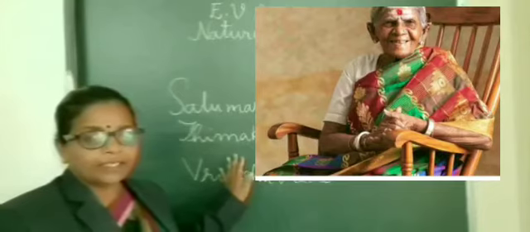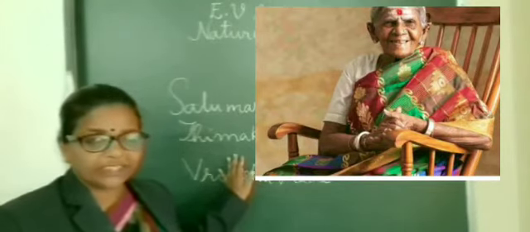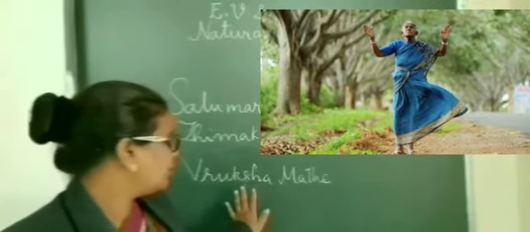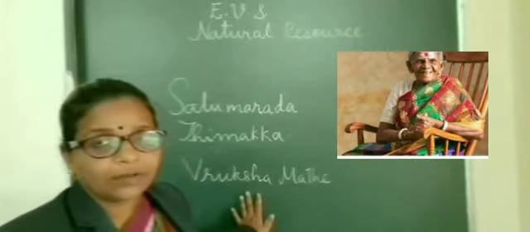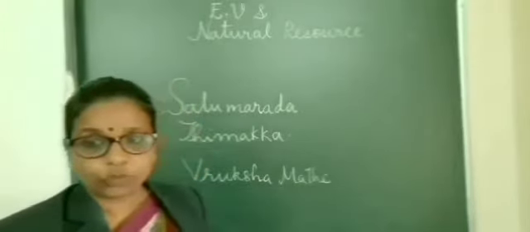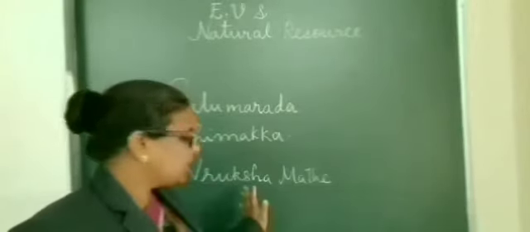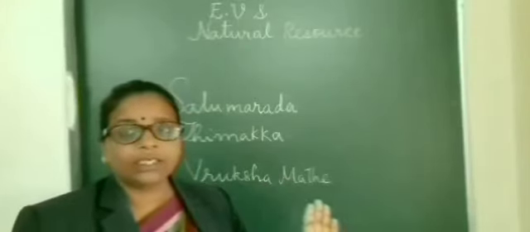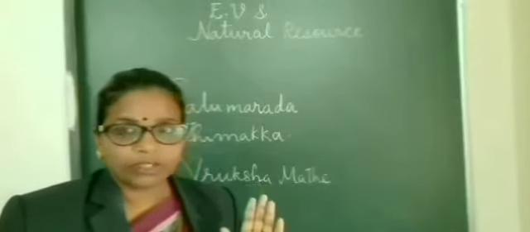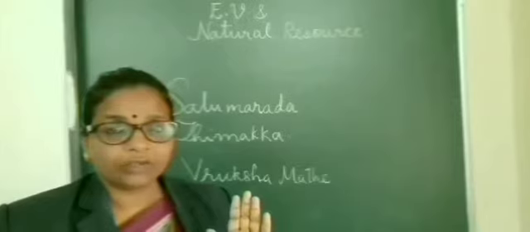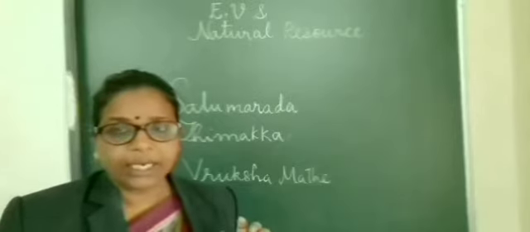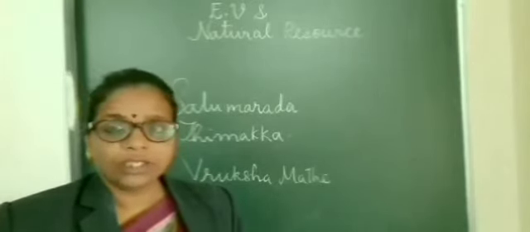Saalumarada Thimmakka is the proud daughter of our Karnataka. She is called Vriksha Mata, that means mother of trees. She lives in Ulikallu village near Tumkur, and she planted many banyan trees along the highway. She watered them every day, was very concerned about trees and the environment, and treated the trees as her own children.